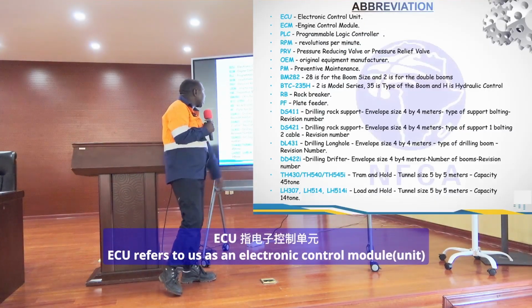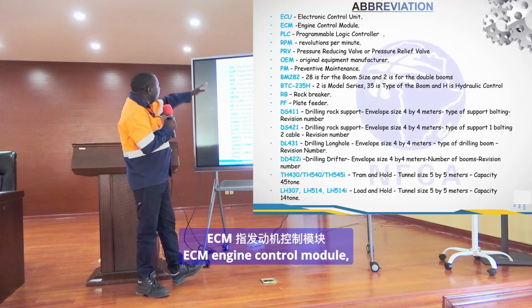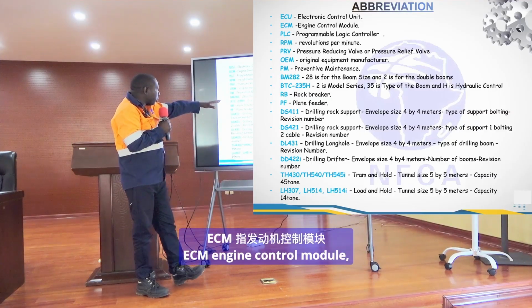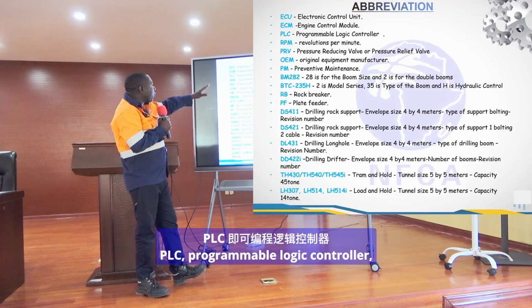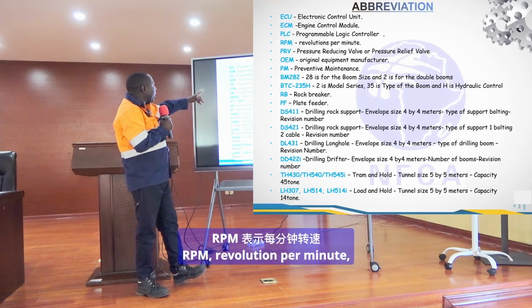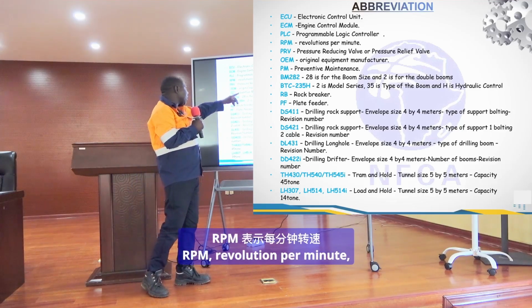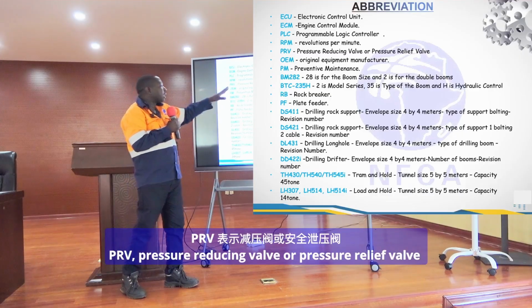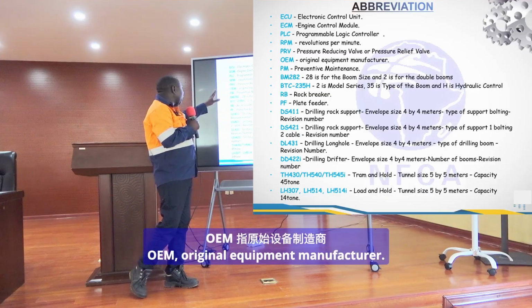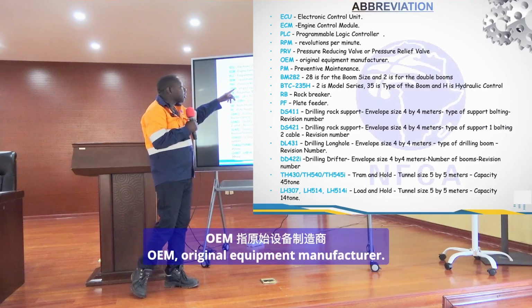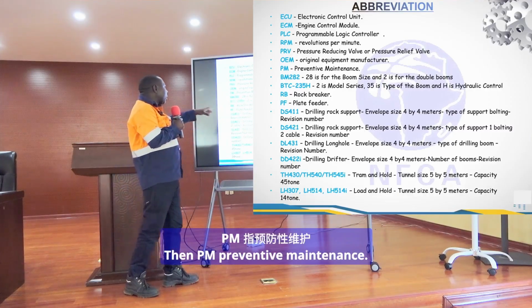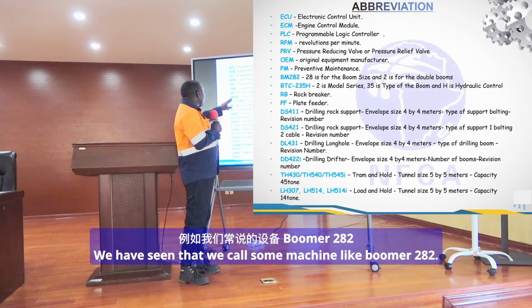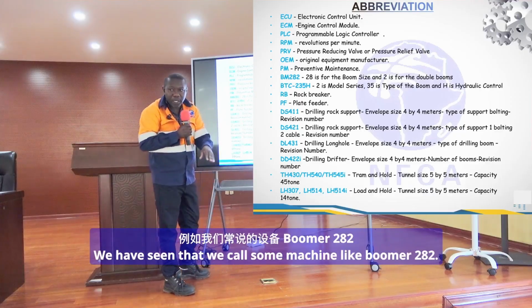ECU refers to us as electronic control module, ECM engine control module, PLC programmable logic controller, RPM revolutions per minute, PRV pressure reducing valve or pressure relief valve, OEM original equipment manufacturer. Then PM, preventive maintenance. We have seen that we call some machines like Boomer 282.